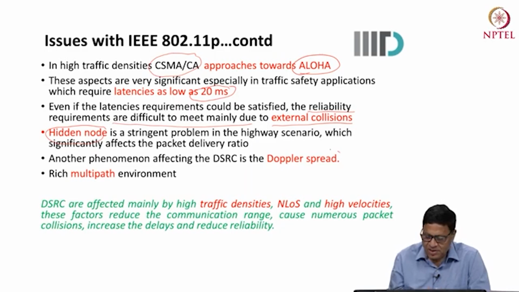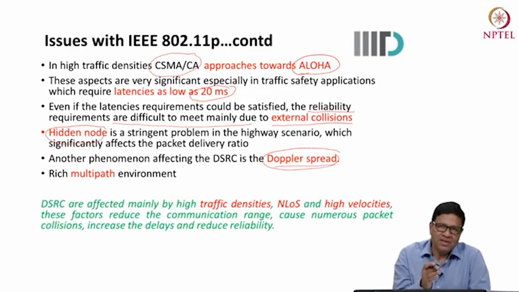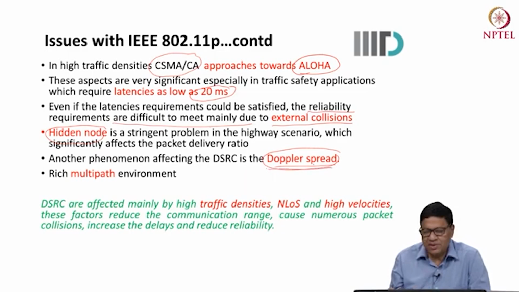Another issue is Doppler spread. Suppose you are using OFDM kind of transmission, then if the vehicles are moving at high speed, it will result in Doppler spread, and the orthogonality between the subcarriers will not be maintained because the Doppler spread will widen the spectrum. So this is another problem with DSRC.